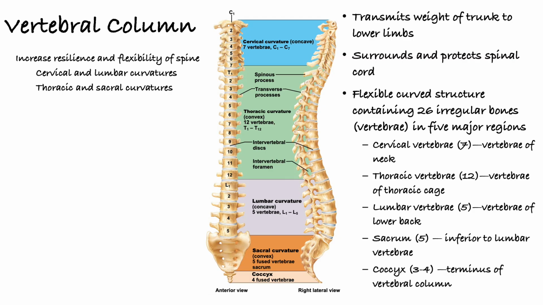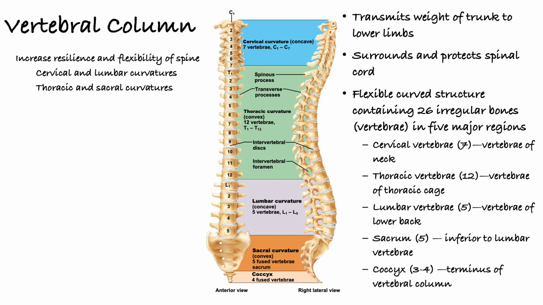So onto the vertebral column. The vertebral column increases resilience and flexibility of the spine. I don't really like using the word spine because it's so vague. But looking at the lateral view, you can see the cervical and the lumbar curvatures, and we also see the thoracic and the sacral curvatures. The cervical and the lumbar curvatures will be similar: they're concave shaped, and the thoracic and the sacral curvatures are convex shaped.